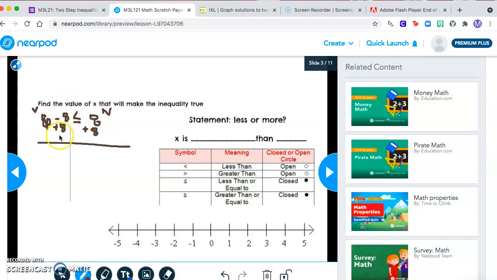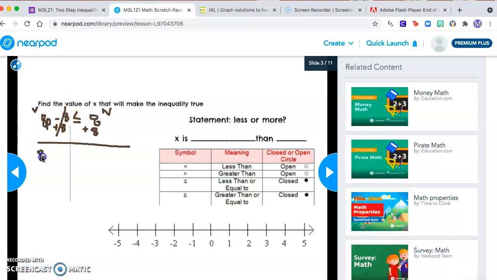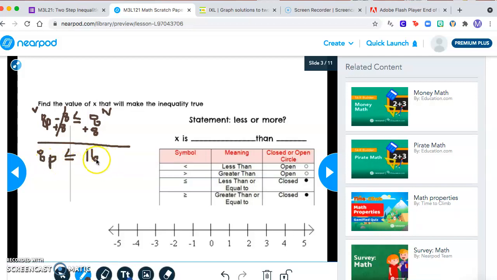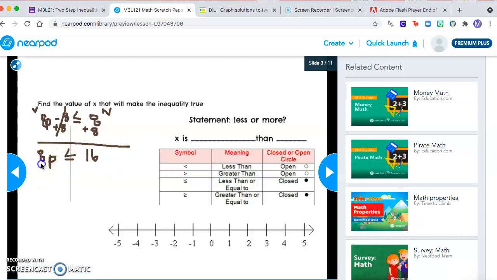And so minus 8 plus 8 give me 0, so I got rid of this minus 8, and then we get 8p is less than or equal to 16. So here we'll know that 8 times 2 gives me 16. But again, if I want to figure out what p is, we could divide, right? You're basically trying to figure out what times 8 gets you 16. We already know that that's 2. So our answer would be 1p is less than or equal to 2.